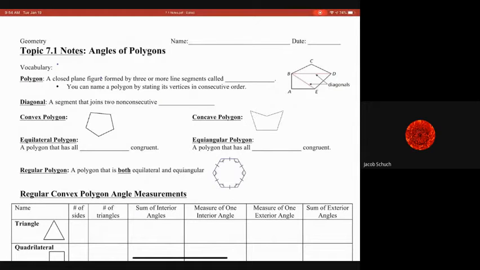7.1, angles of polygons. So we're going to start off with a little bit of vocab. First of all, what a polygon is. A polygon is a closed plane figure formed by 3 or more line segments called sides. A polygon is basically any closed shape with straight sides. Triangles are polygons, squares are polygons, octagons are polygons. Are circles polygons? No, because they don't technically have sides. They have a circumference, but that's not technically a side.